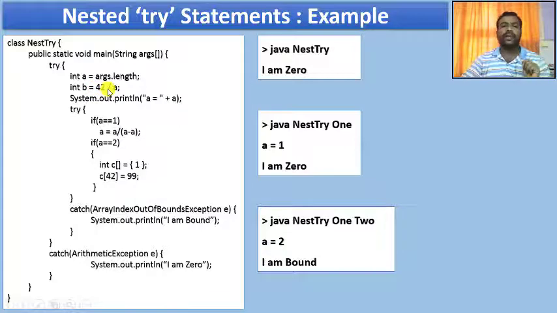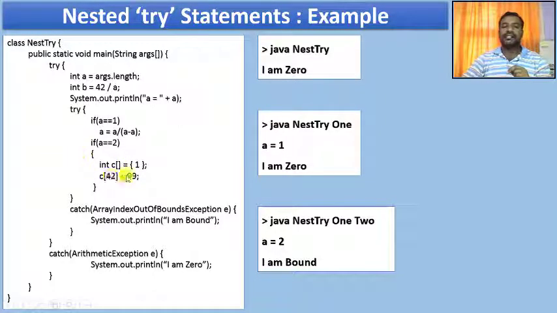And in the next execution where I pass 2 parameters, a becomes 2 and b equals 42 by 2. There is no arithmetic exception. I print the value of a as 2 and I enter the inner block, and there is no error. This condition becomes false because a is 2, 2 equals 1 is false. I will jump to the next condition. This condition is true, and I'm going to say int c equals 1. I'm creating one element in the array, hence the only allowed index value is c of 0. Any other index value used is going to throw an array index out of bound exception.